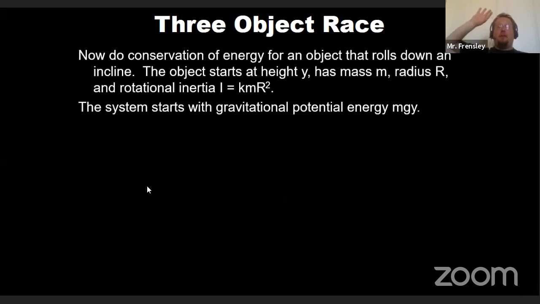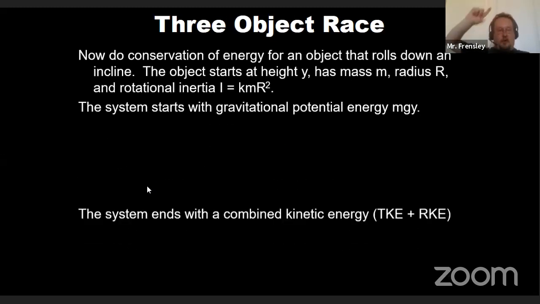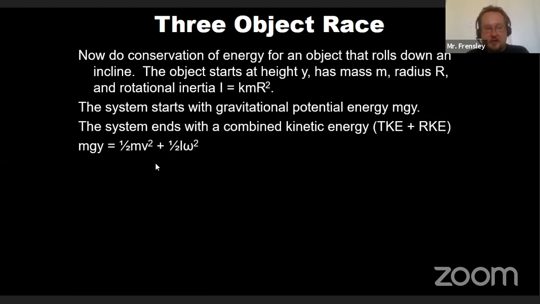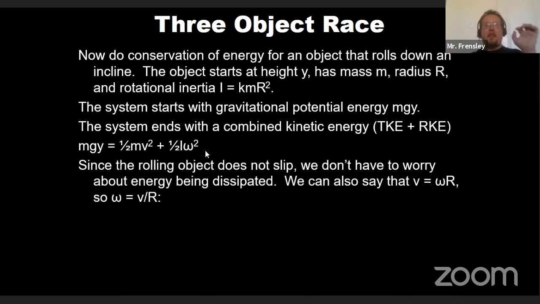But what if I'm going to do the disc or the hoop, right? So we're going to start with mgy potential energy, but we're going to end with both translation and rotation. So here's mgy potential energy equals translational kinetic plus rotational kinetic energy. Okay, now what am I going to say? I'm going to plug in v equals omega r.